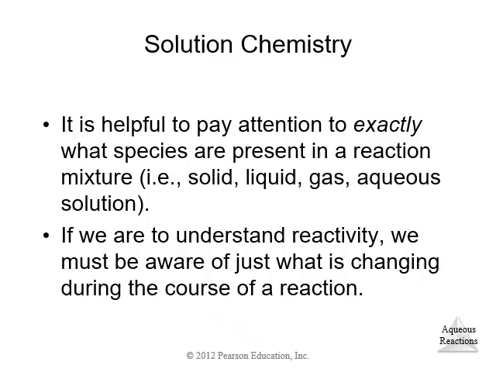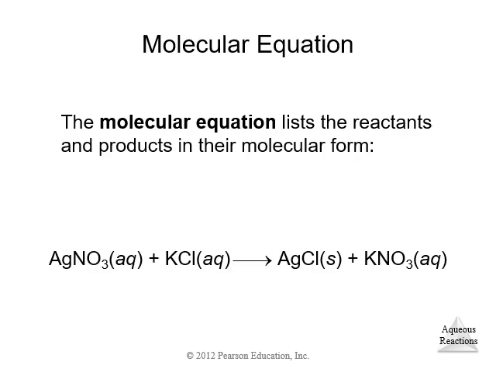It is vital that we know exactly what species are present in a reaction mixture, and by species we mean what types of substances. Are they solids, liquids, gases, or aqueous solutions? If we're able to understand the reactivity, we must be aware of just what is changing during the course of a reaction. The molecular equation lists the reactants and products in their molecular forms.